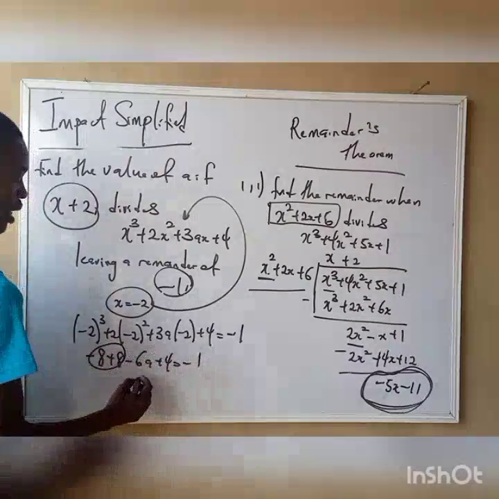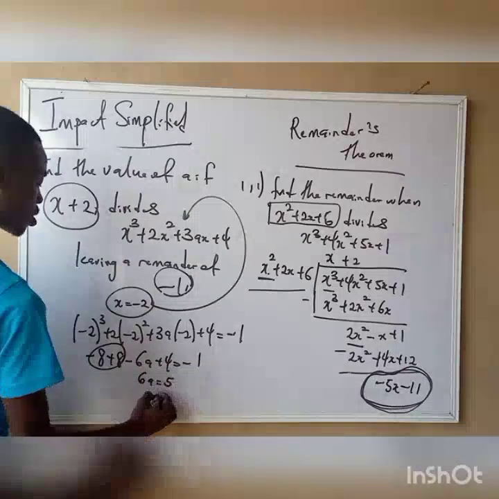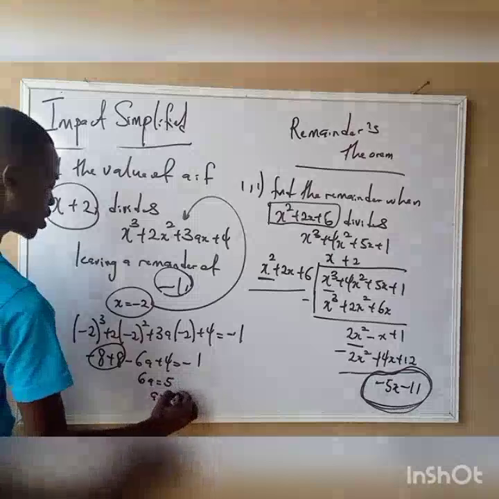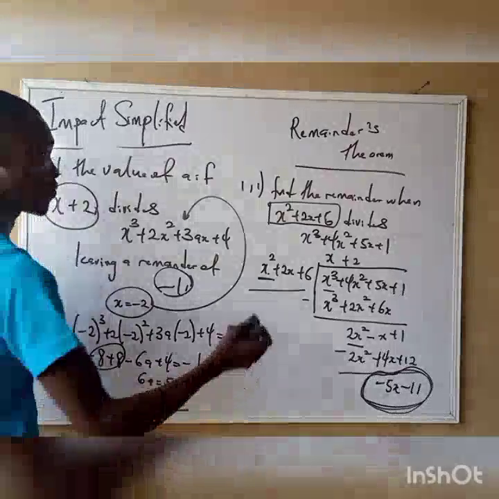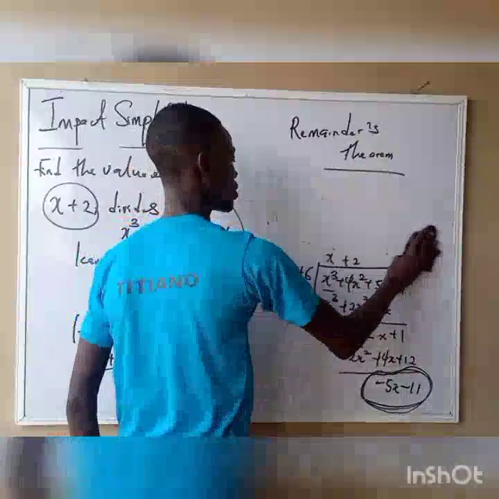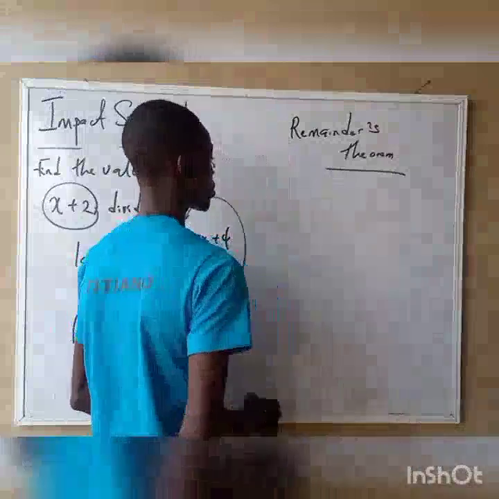We will now make a the subject of the formula. And that will give us 6a is equal to 5. And our a will give us what? 5 over 6. And that is how we get the value of a. Let's solve one more question under this and then we take it to the factor theorem.